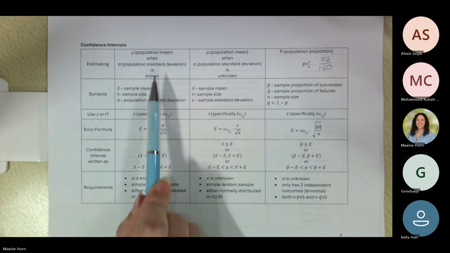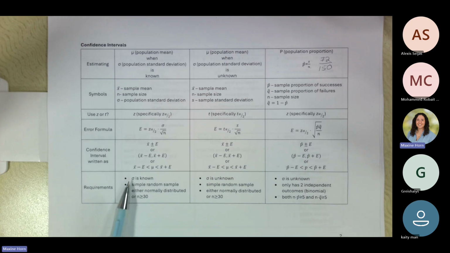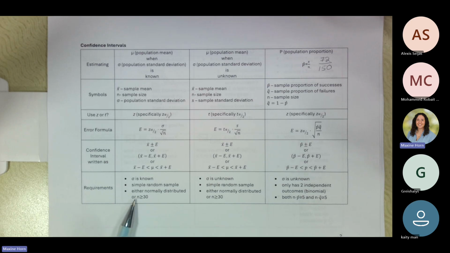So to use this setup, you have to know your population standard deviation. You have to have a simple random sample, and you have to have one of these two things. You don't have to have both of them. It's okay if you just have one of them, but you have to have at least one of them. Either it needs to be normally distributed, or you need to have a sample size of 30 or more.